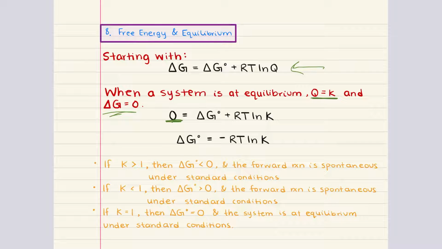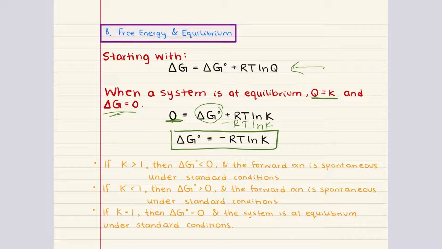So when we substitute these values in, we get that 0 is equal to delta G naught plus RT natural log K. We're going to rearrange this equation, so we're going to subtract RT natural log K from both sides, and what we get is the following expression. Delta G naught is equal to negative RT natural logarithm of K. This equation directly relates the standard free energy change to the equilibrium constant.